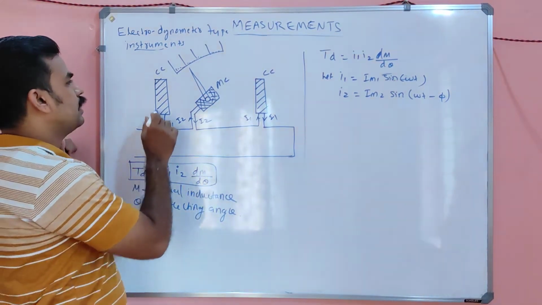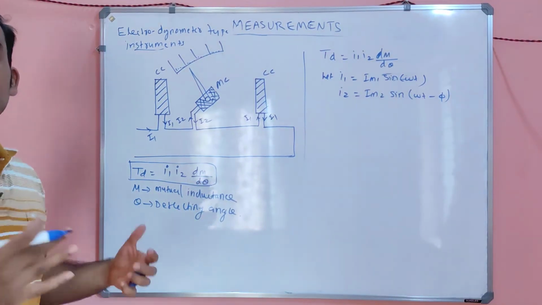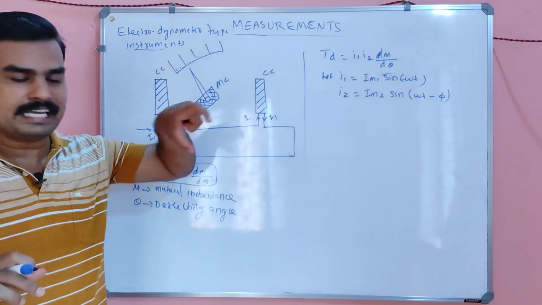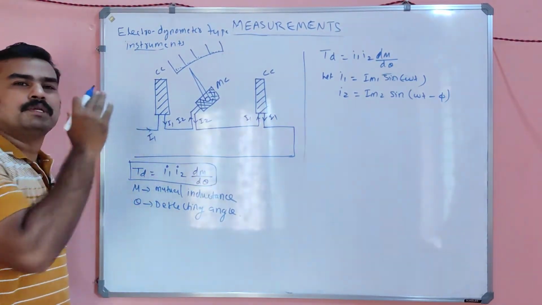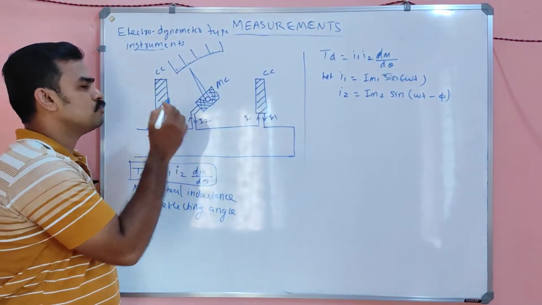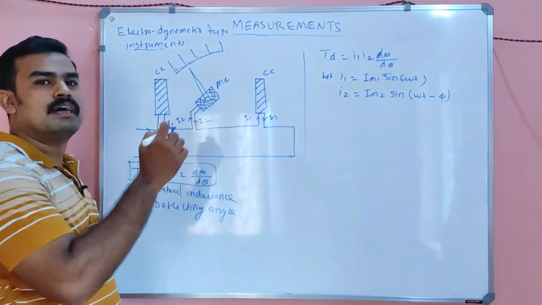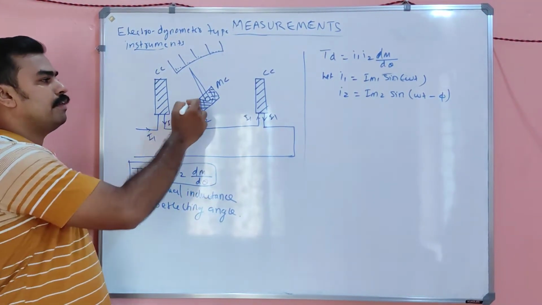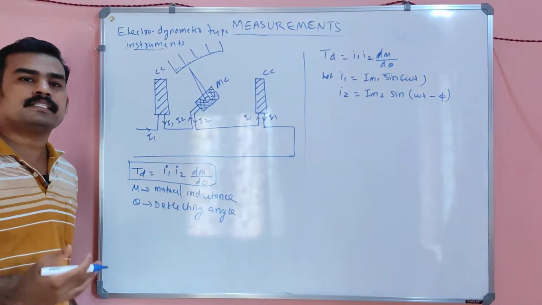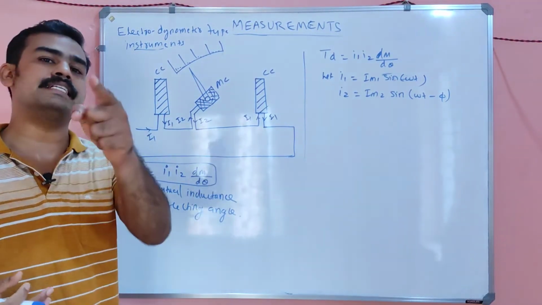Im1. See, I1 is the current which is flowing through the what? The current coil. I already told you the current coil is fixed and contains a very small number of turns and very thick conductors, which means there will not be much inductance. But in the case of I2, what happened, my dear? The current I2 is flowing through a very fine wire coil, which means it is a moving coil or pressure coil. Since it contains a very high number of turns with very little thickness, the inductance will be very high.